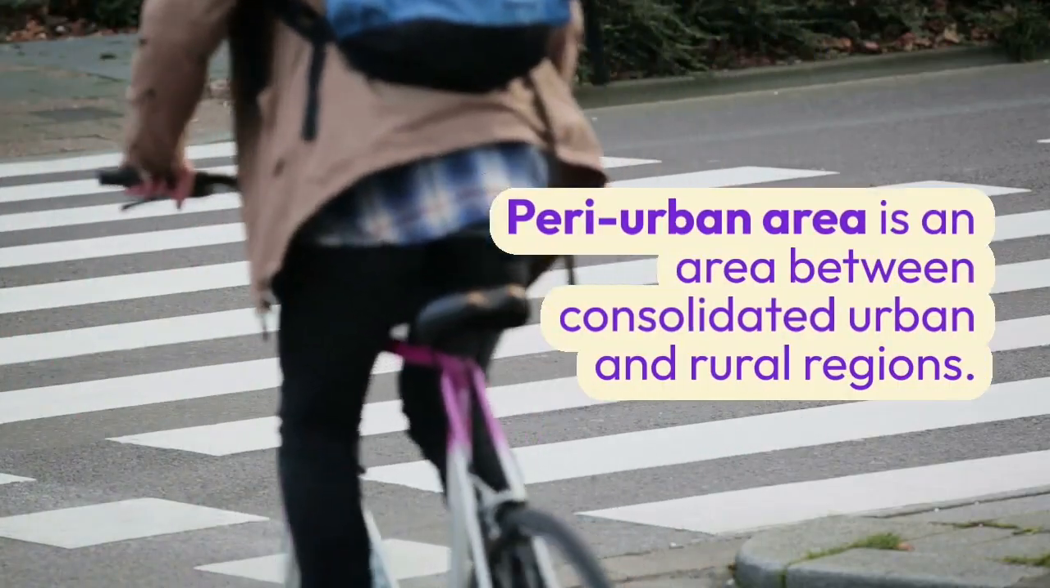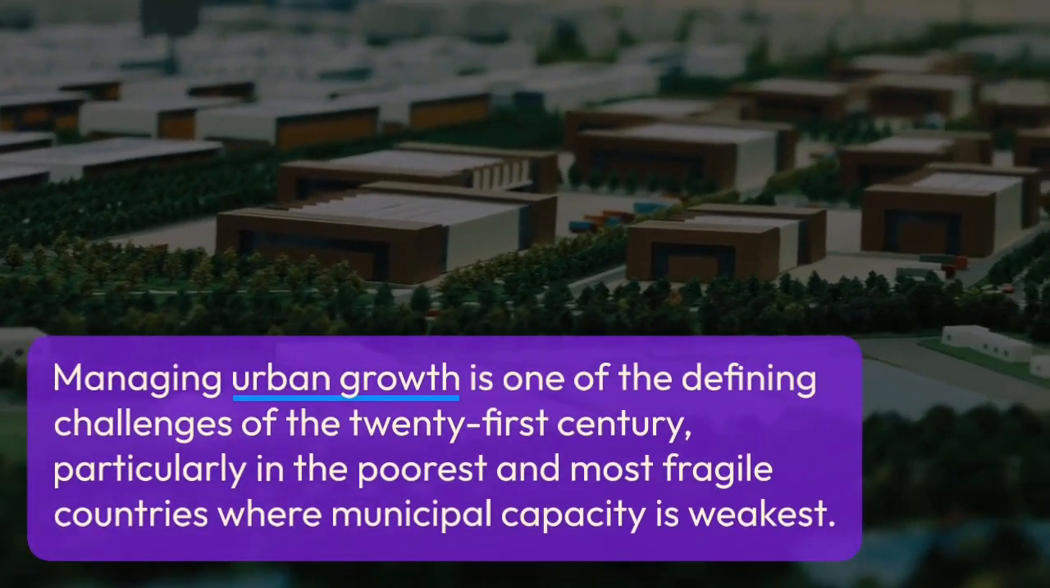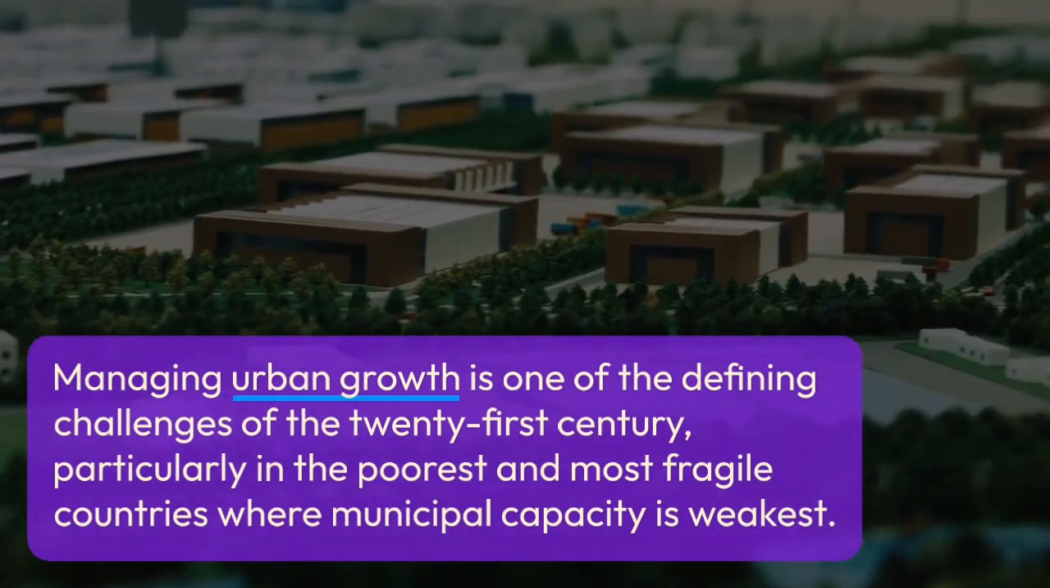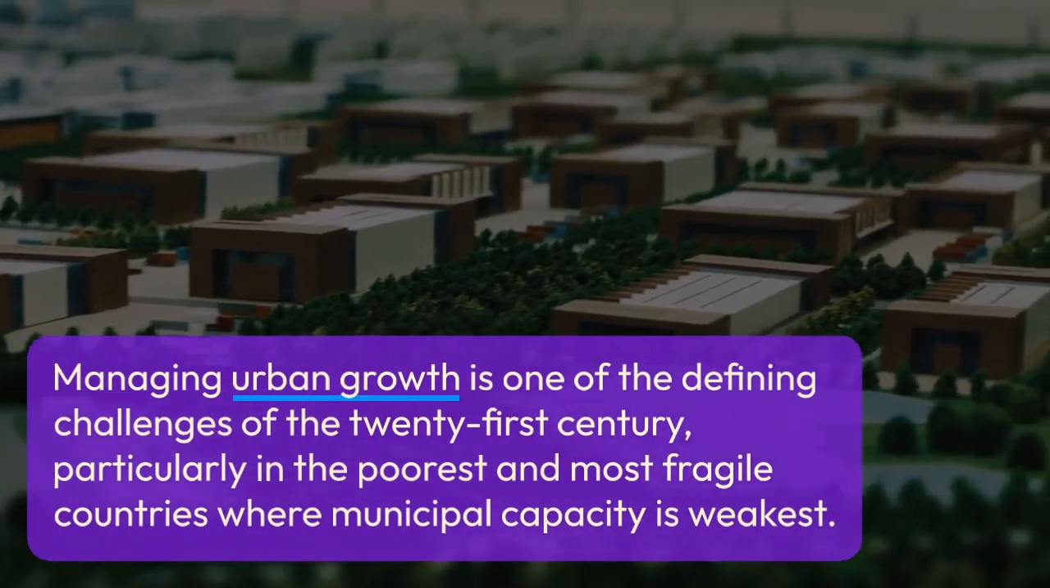Peri-urban area is an area between consolidated urban and rural regions. Managing urban growth is one of the defining challenges of the 21st century, particularly in the poorest and most fragile countries where municipal capacity is weakest.